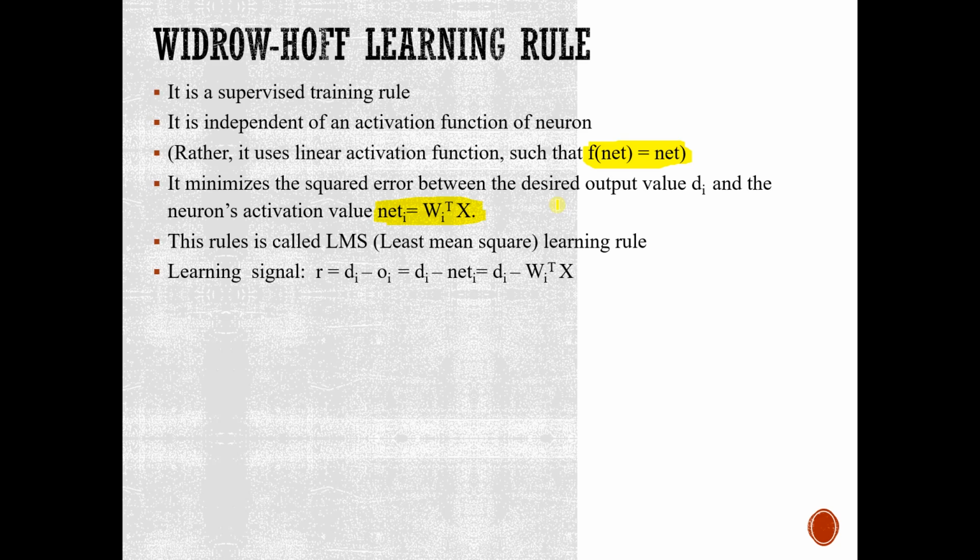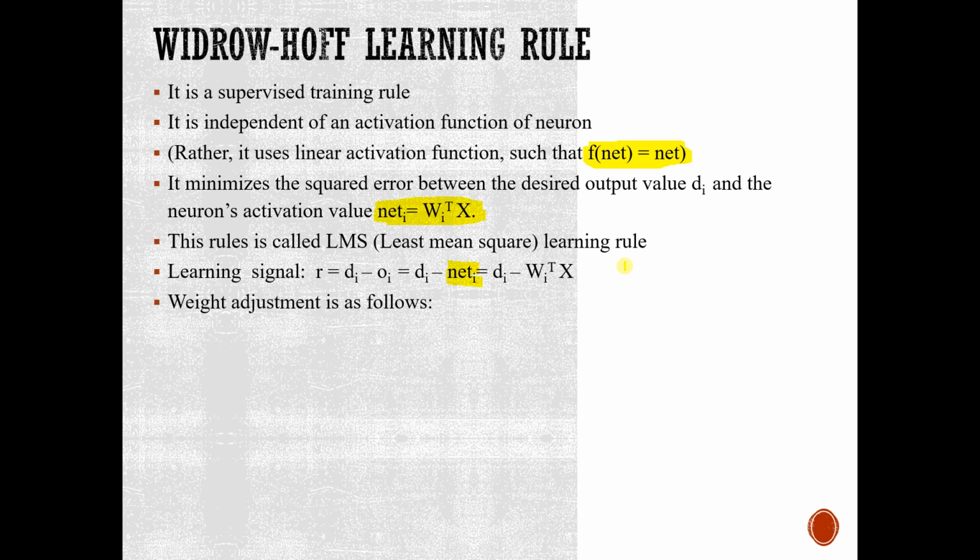So the learning signal r is equal to di minus oi. And what is oi here? Oi is nothing but f of net i, and f of net i is nothing but net i, because it is a linear activation function, and I have written it in terms of wi transpose x.